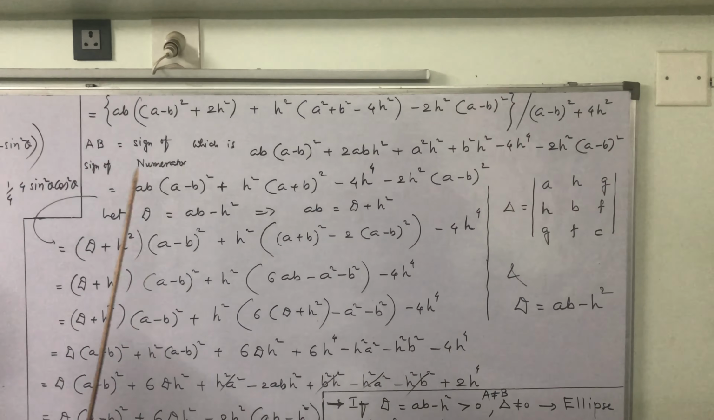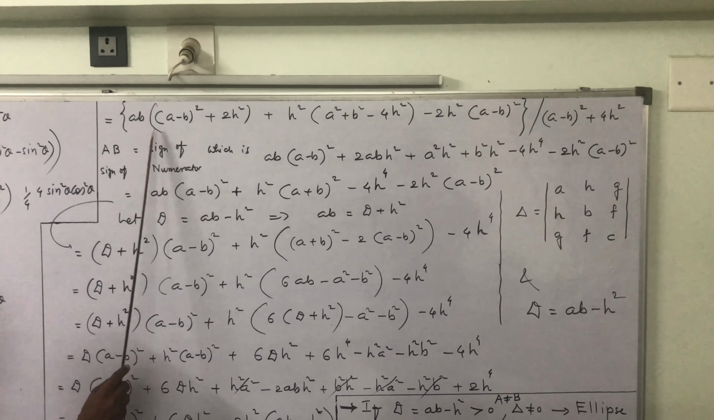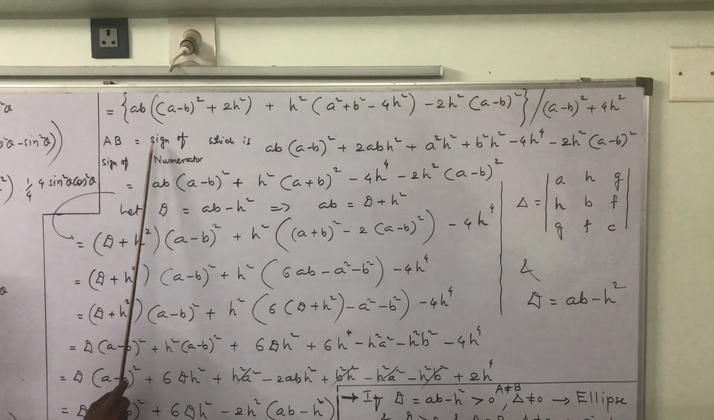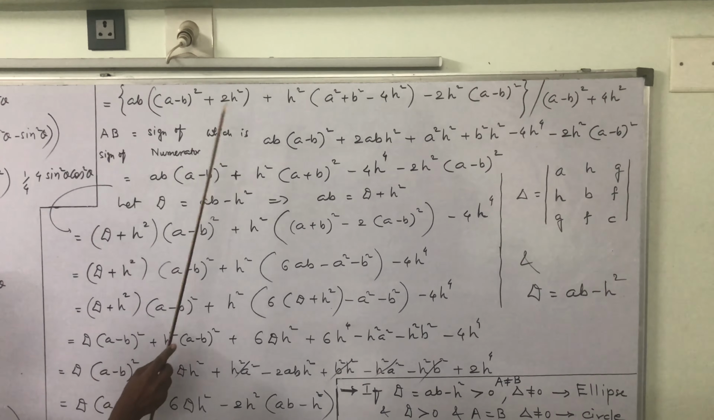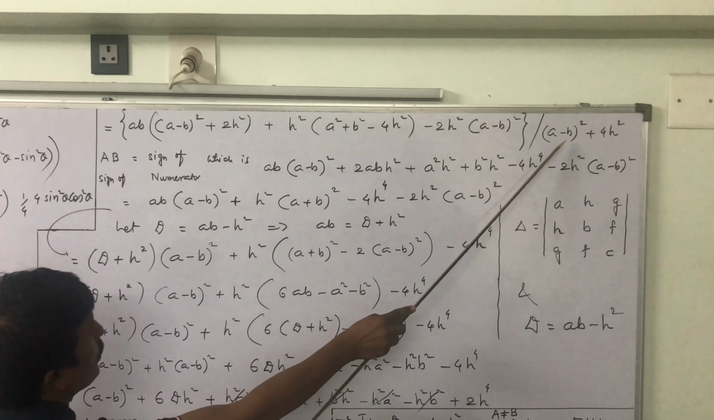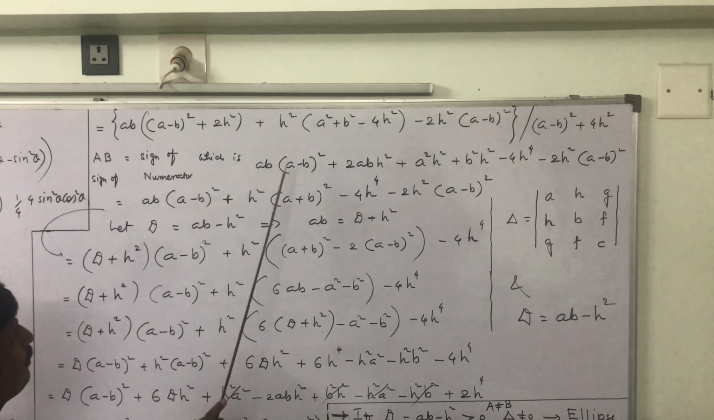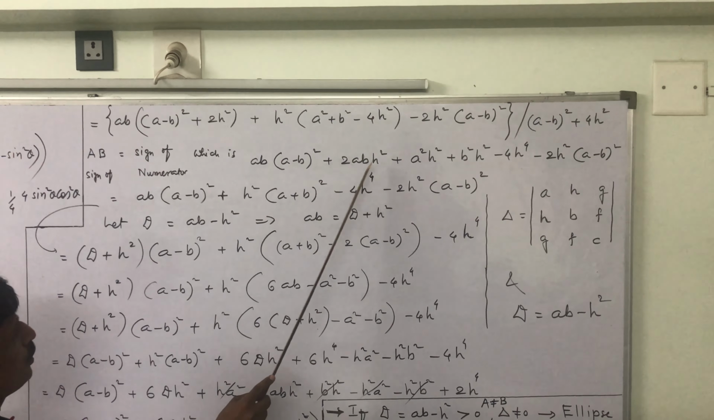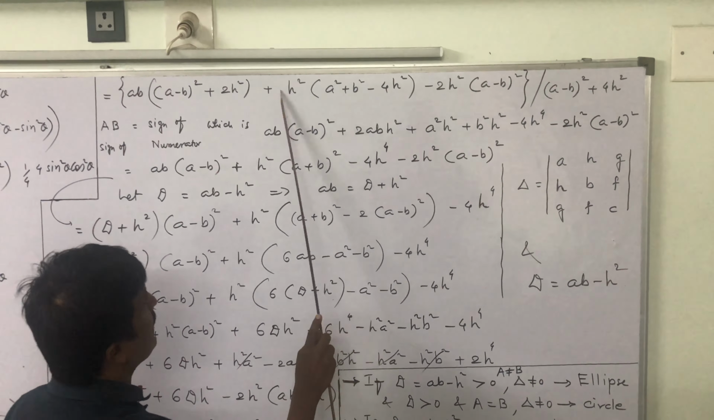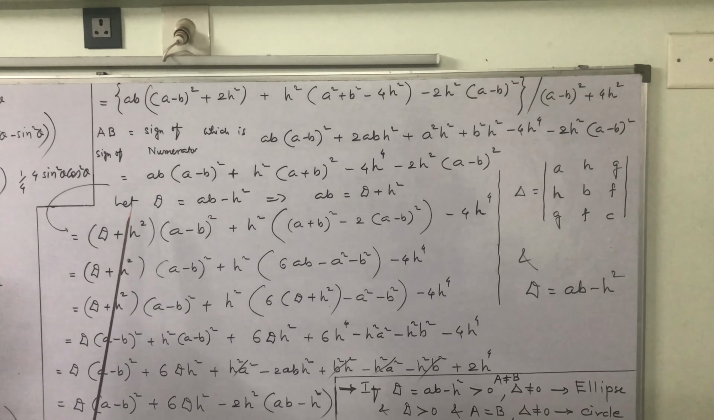Always positive. So the sign of a into b, this is the product of a and b, which are the coefficients of x dash square and y dash square. So the sign of ab depends on the sign of the numerator, because the denominator is positive. The sign of the numerator, which is ab into (a minus b) whole square plus 2abh square plus a square h square plus b square h square minus 4h raised to 4 minus 2h square into (a minus b) whole square.